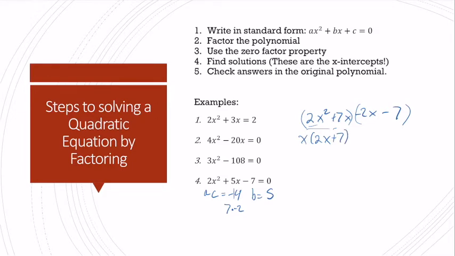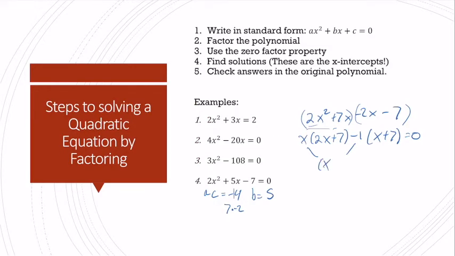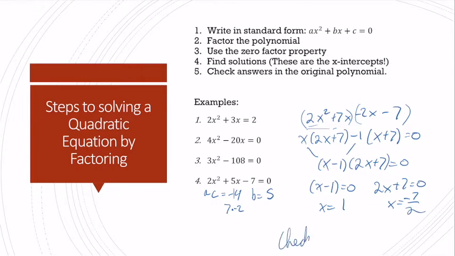The greatest common factor of negative 2x and negative 7, that's going to be negative 1. Remember, we don't like negative leading coefficients. I'm going to collect my greatest common factors. So I have x minus 1 times 2x plus 7 equals 0. And then I'm going to go ahead and set each of these binomials equal to 0 in order to solve. I'm going to get x equals 1 and x equals negative 7 halves. And I leave it up to you to check the answers for this one.